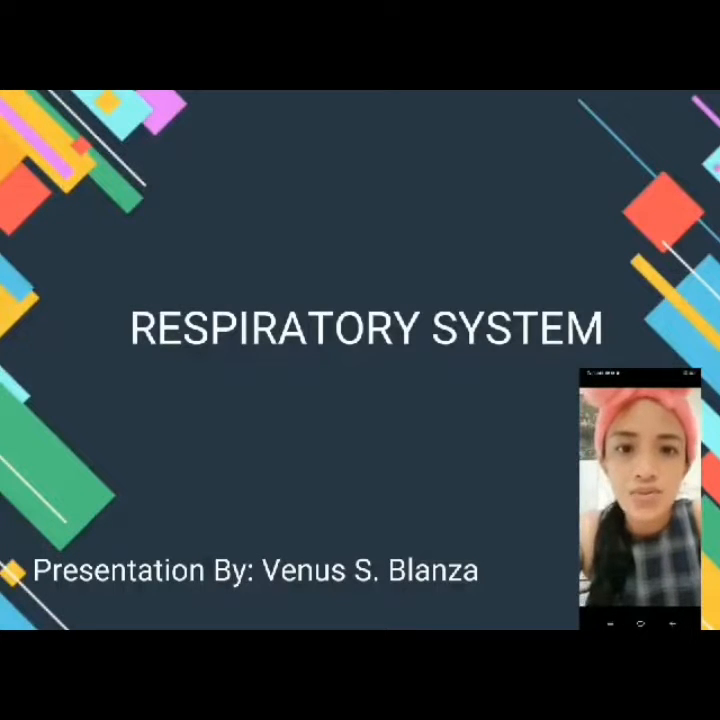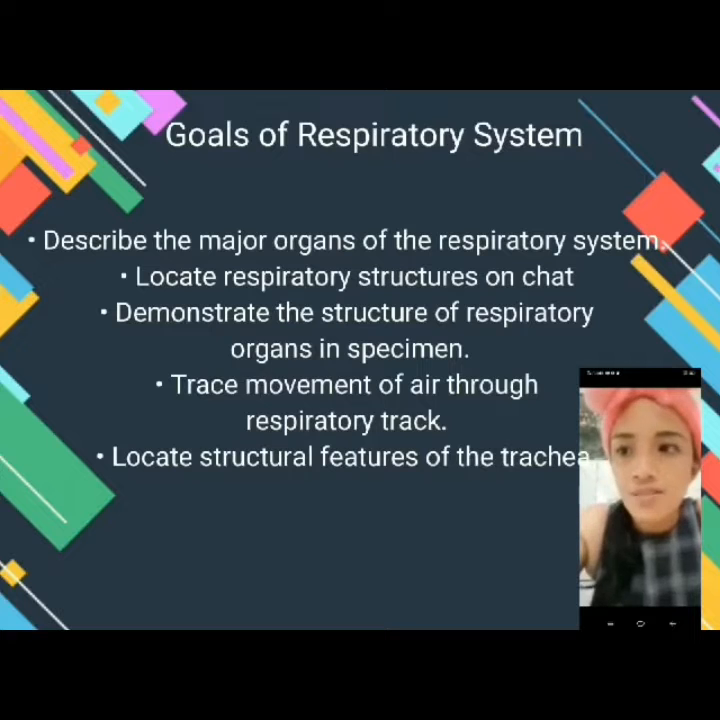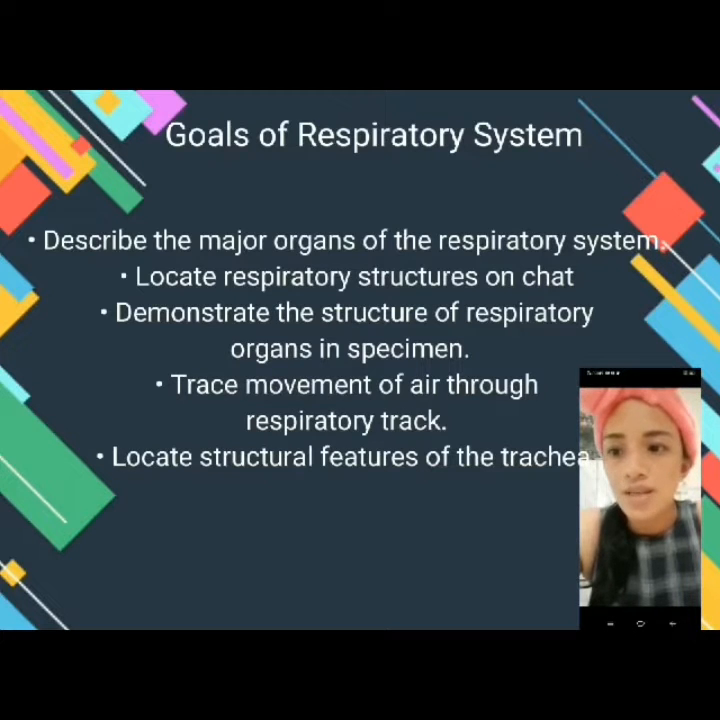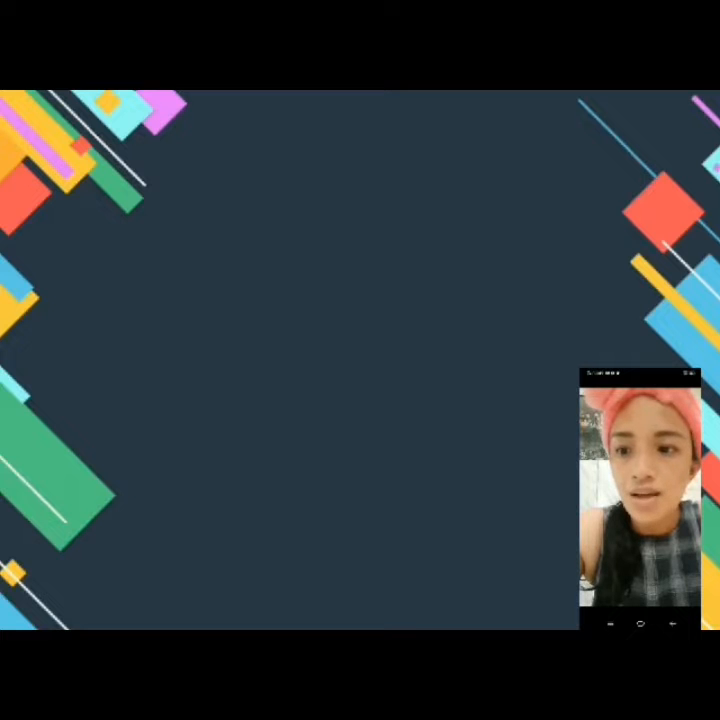What we discussed today is all about the respiratory system. The respiratory system has goals. Describe the major organ of the respiratory system, which is the lungs. Locate respiratory structures on a chart. Demonstrate the structure of respiratory organs in a specimen. Trace the movement of air through the respiratory tract. Locate structural features of the trachea. Locate structural features of lung tissue in a specimen.